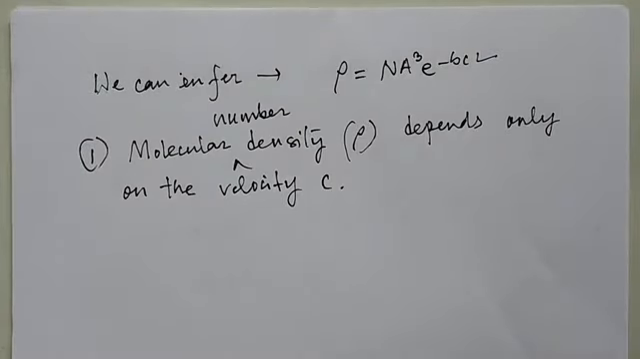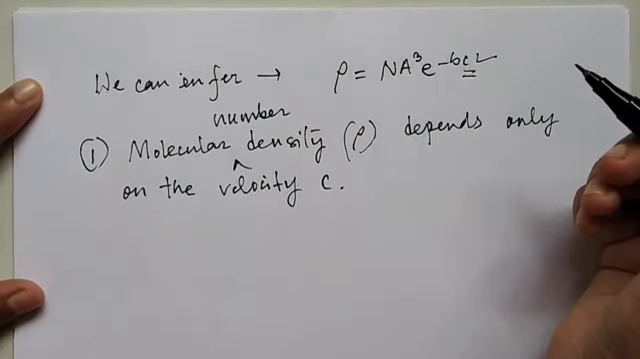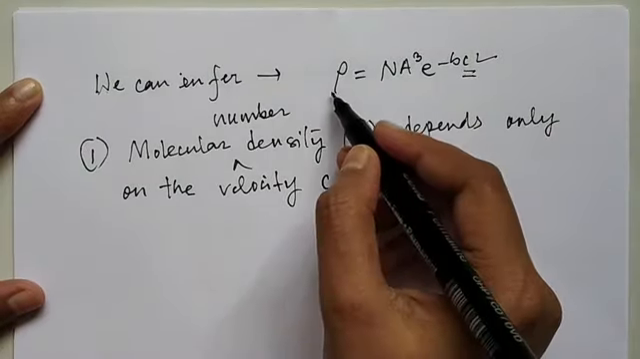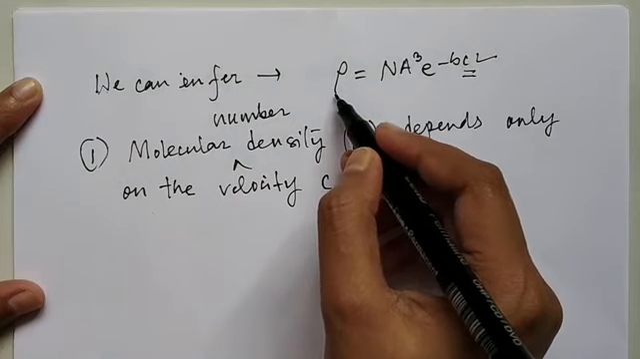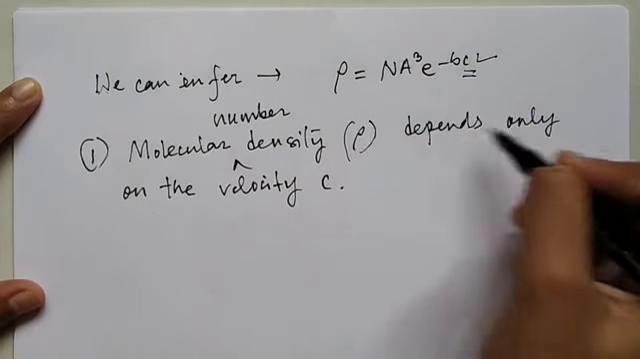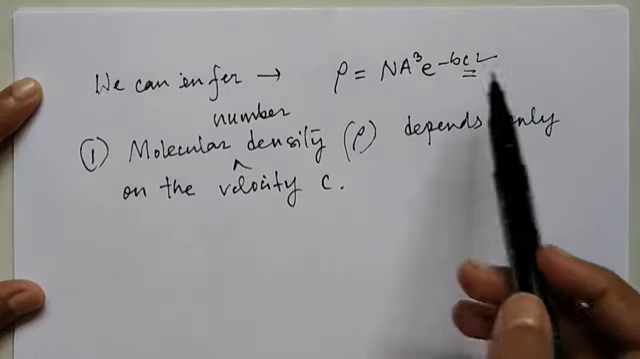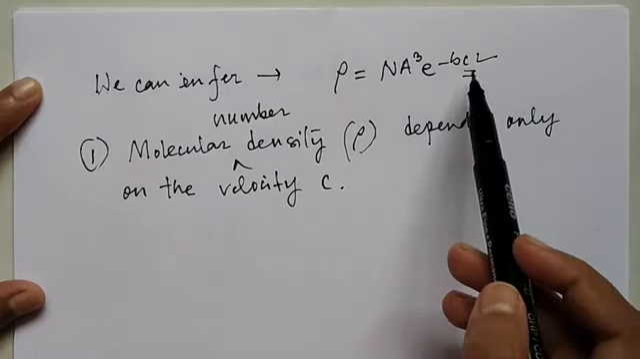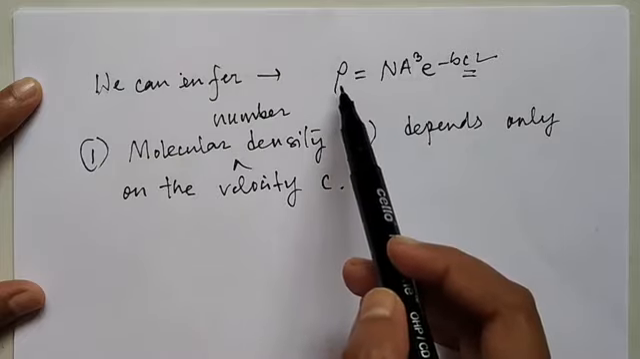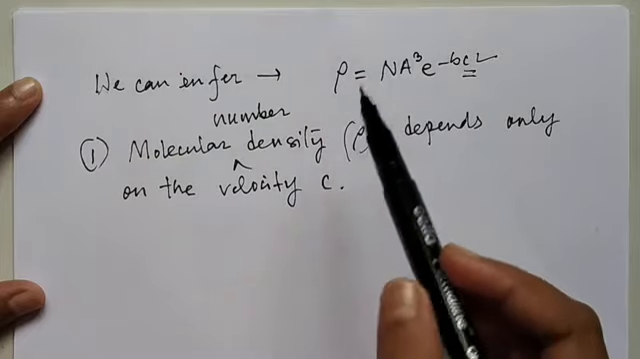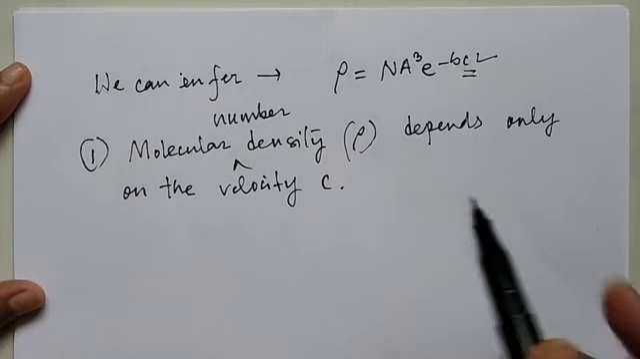n is the total number of molecules in a gaseous system, which is constant for the system, and a was the integration constant, which is also a constant, and b is alpha by 2, where alpha is an undetermined multiplier, a constant. So what is the variable in this equation? The only variable is c. So the molecular number density varies only with c, that is, it depends only on the velocity c. If you put different values of c, you will find that different numbers of molecules per unit volume are moving with that particular velocity.